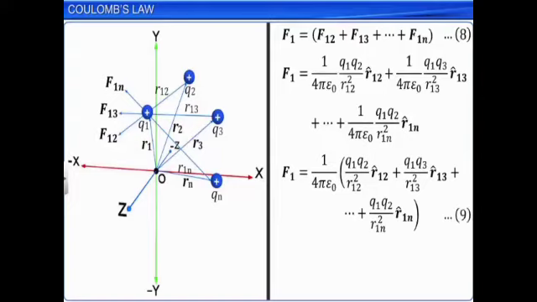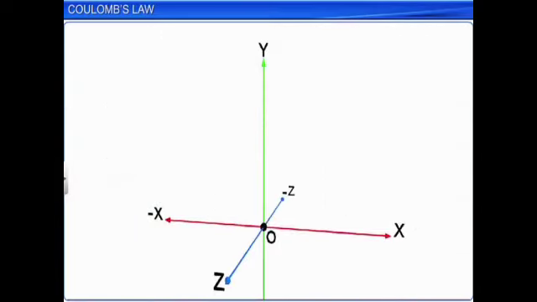Thus, net electrostatic force on Q1 is F1 is equal to 1 by 4 pi epsilon naught into Q1 into sigma i equal to 2 to n Qi by R1i square into R1i cap. Let this be equation 10. To understand the superposition principle more clearly, consider the charge configuration consisting of charges Q1, Q2, and Q3 with position vectors R1, R2, and R3 respectively with respect to the origin O.